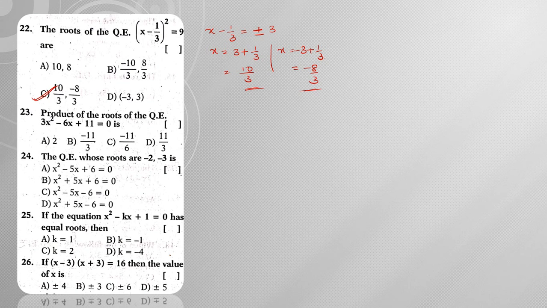So product of roots is nothing but constant term by x square coefficient. So what is x square coefficient here? 3. So hence the answer is 11 by 3. So option D is my answer.